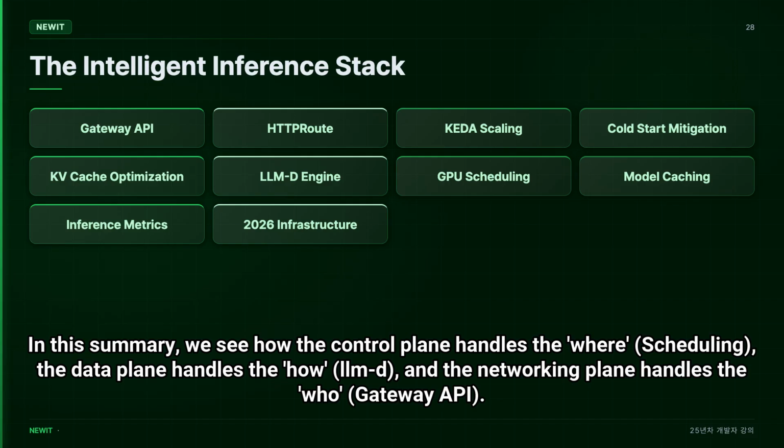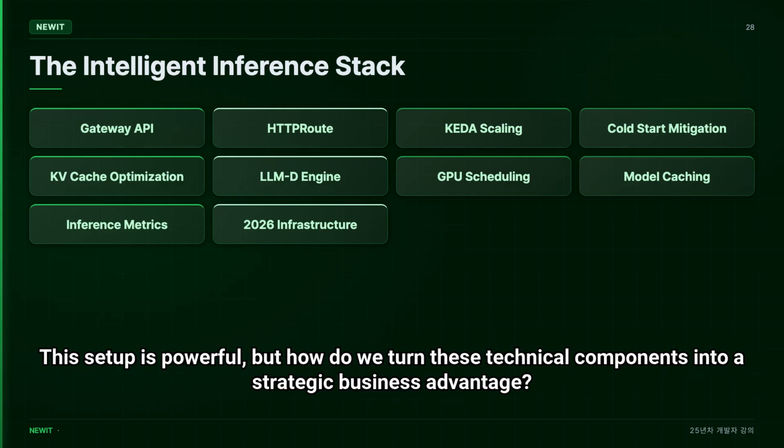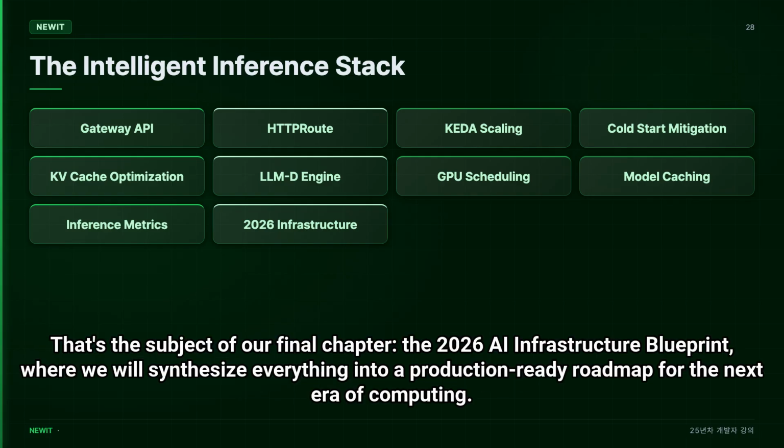In this summary, we see how the control plane handles the where, scheduling, the data plane handles the how, llm-d, and the networking plane handles the who, gateway API. This setup is powerful, but how do we turn these technical components into a strategic business advantage? That's the subject of our final chapter, the 2026 AI Infrastructure Blueprint, where we will synthesize everything into a production-ready roadmap for the next era of computing.